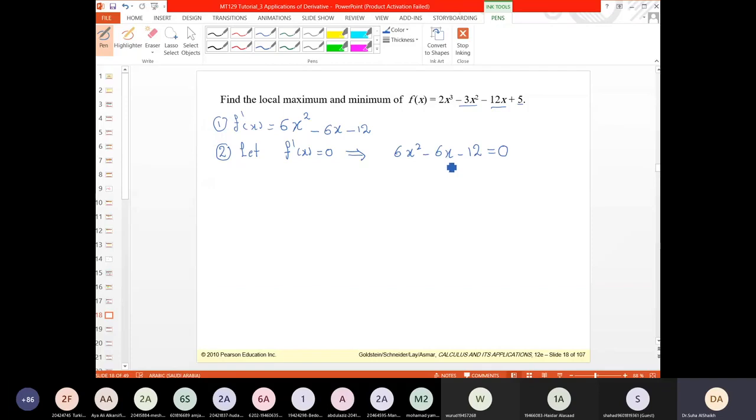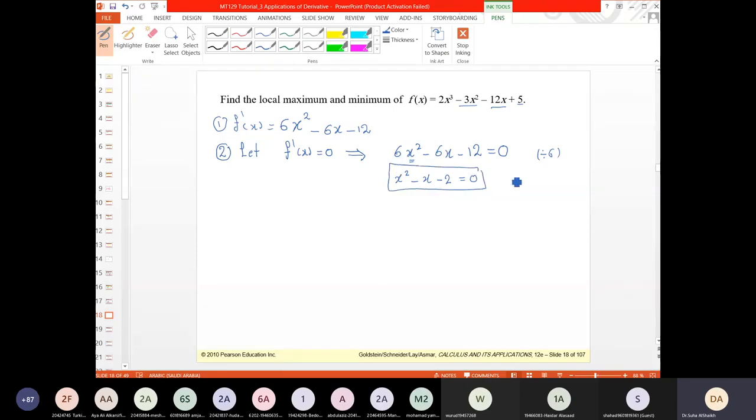Look at this equation now. This is from the first chapter. This is a second degree equation. We have to solve it. We have two ways to solve it, either by factorization or by using the rule. Excellent. We divide this by 6 to simplify it, because I like the coefficient of x squared to be equal to 1. So we divide by 6, and this will be x squared minus x minus 2 equals 0.